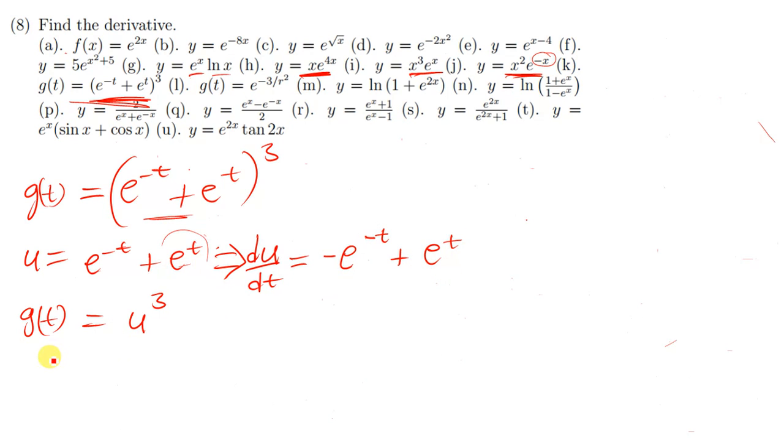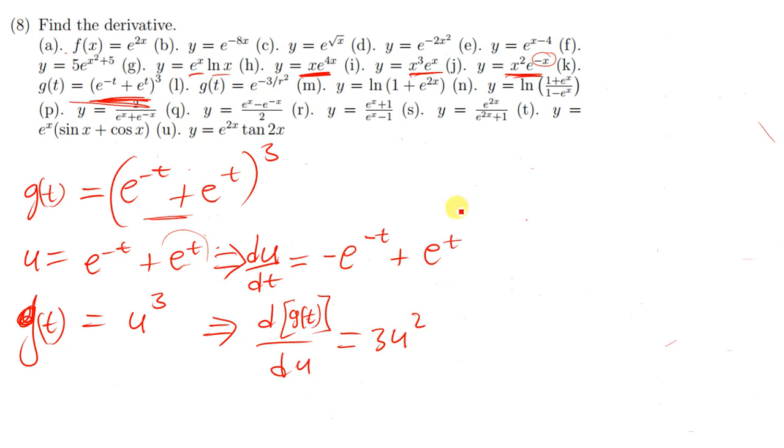So we also find the derivative of this function. Let me not call this function g of t, but let me give it another letter. Okay, let it be g of t. There's no problem. So we're going to find d g of t over du, which is just going to give us 3 u squared. You differentiate that using the power rule.